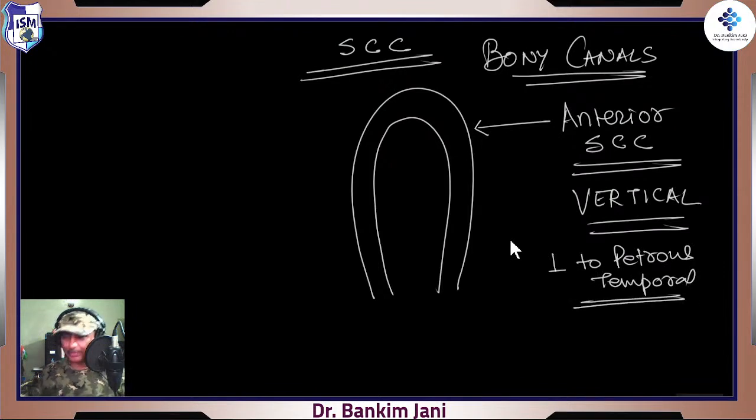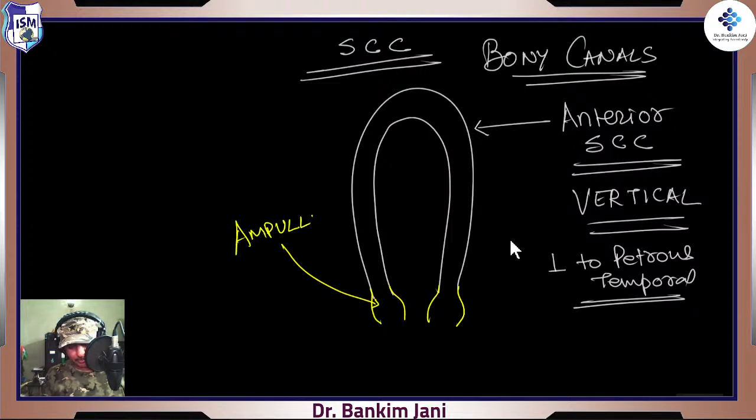That petrous temporal is such a small bone, and this small canal is standing in it, vertical, and we call this the anterior semicircular canal. Yes, it is like that, right? Now add something to this. Expand it. Their ends are expanded. When the ends are expanded, that is called the ampulla.